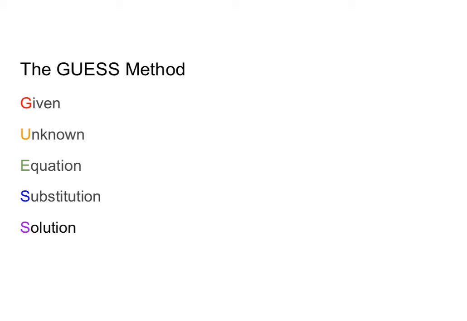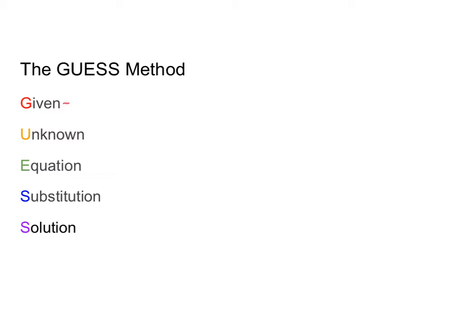So let's start by talking about what the GUESS method is. Actually, let's start by talking about what it's not. It is not guessing and checking. What it is, is an acronym for the following: given, unknown, equation, substitution, and solution. And these 5 things are your 5 steps for solving any word problem.